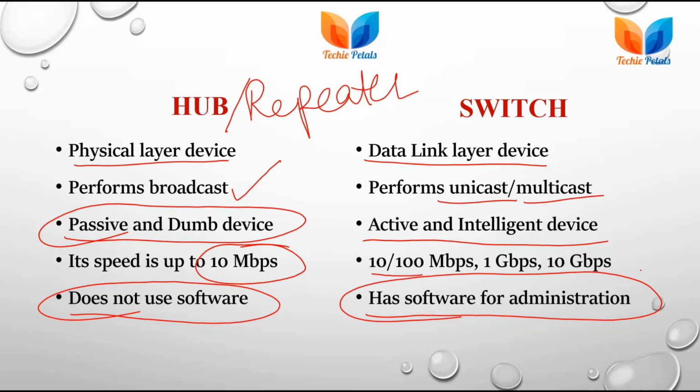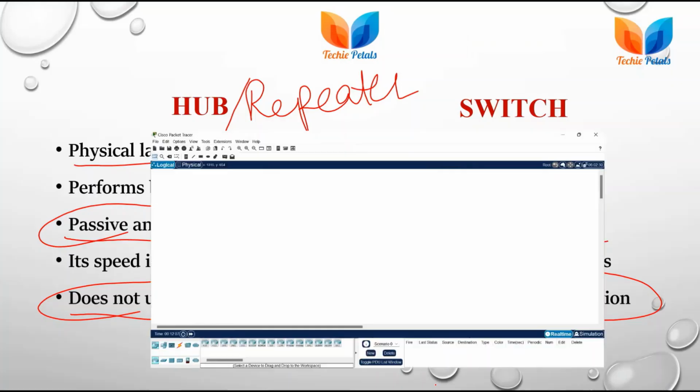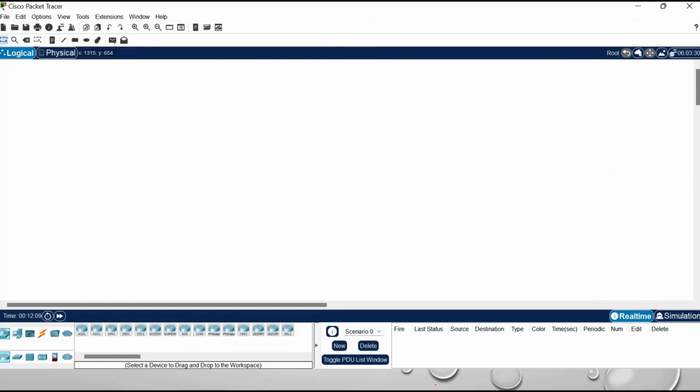Let's have the practical demonstration of how a star topology network LAN can be laid, and how the communication goes on with broadcast in a hub and with unicast and multicast in a switch. So let's have the practical session with Packet Tracer. I hope you have already installed it. I have already installed it and logged in. This is the interface that I am getting.